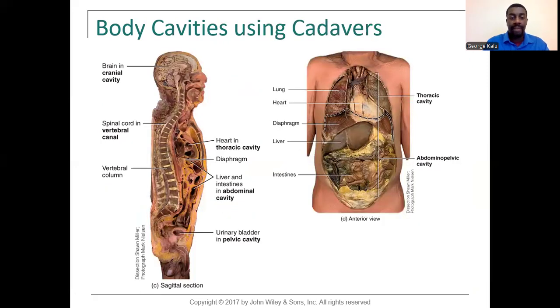So this is what these cavities would look like in a cadaver, and we'll get to see a cadaver throughout the semester. Here we see the cranial cavity with the brain and the spinal cord coming down into the vertebral canal. We have the thoracic cavity, which holds the heart, lungs, major blood vessels, and here is the trachea. And then the last one is the abdominopelvic cavity, where we have a lot of our abdominal organs, our intestines, and then the pelvic organs, made up of the uterus, bladder, and ureters. All that is down in the pelvic cavity.